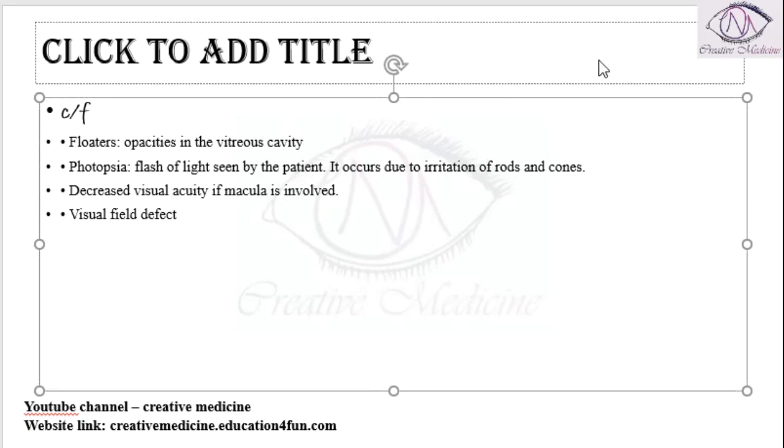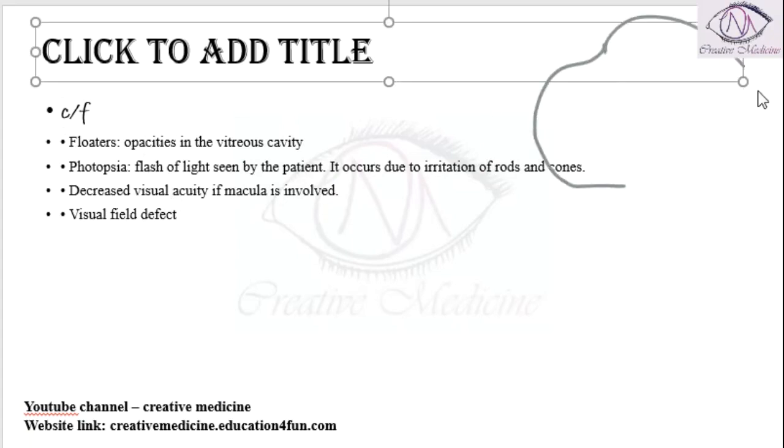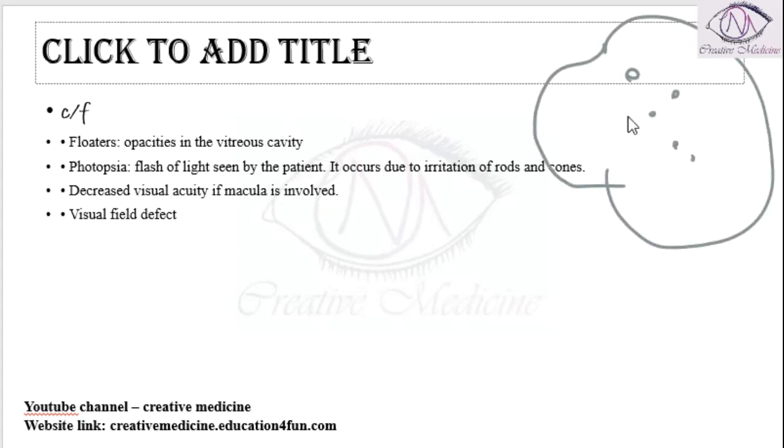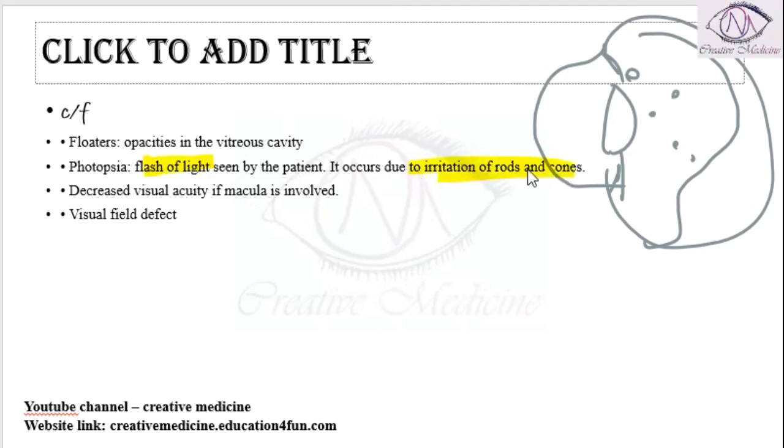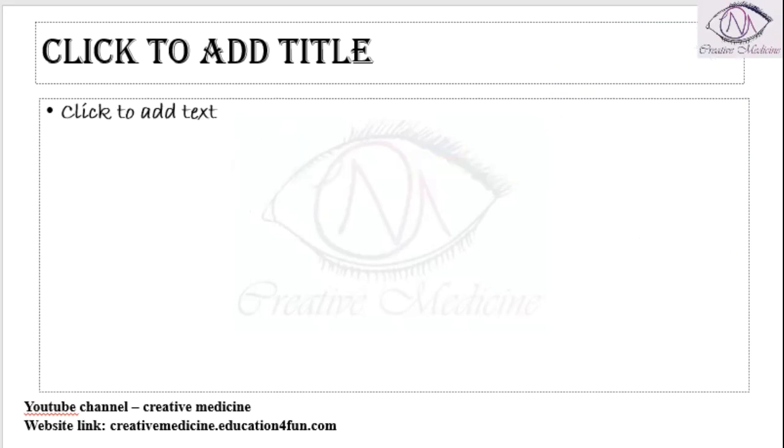First, floaters. Floaters are seen because of the opacities found in the vitreous cavity due to the retinal detachment. Photopsia is the presence of flashes of light seen by the patient. This flash of light mainly occurs due to the irritation of rods and cones. Decreased visual acuity is also seen, and visual field defect is common in rhegmatogenous retinal detachment.